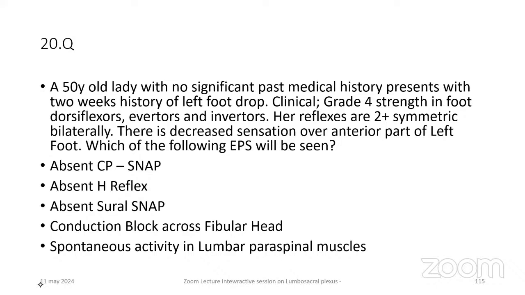Okay, so two questions more. A 50-year-old lady with no significant past medical history presents with a 2-week history of left foot drop, grade 4 strength in the foot dorsiflexor and inverter, reflexes symmetric bilaterally, and decreased sensation of the anterior part of the left foot. Which of the following EPS findings will be seen? Absent SNAP, absent H reflex, absent sural SNAP, conduction block across the fibular head, or spontaneous activity in the lumbar spinal muscles. Should I answer, sir?